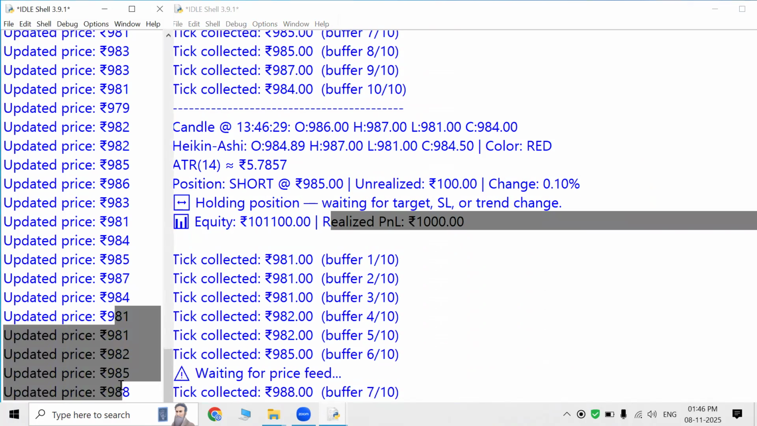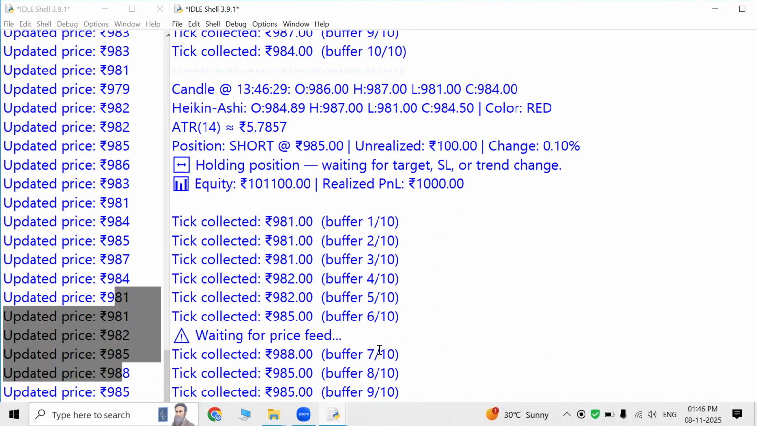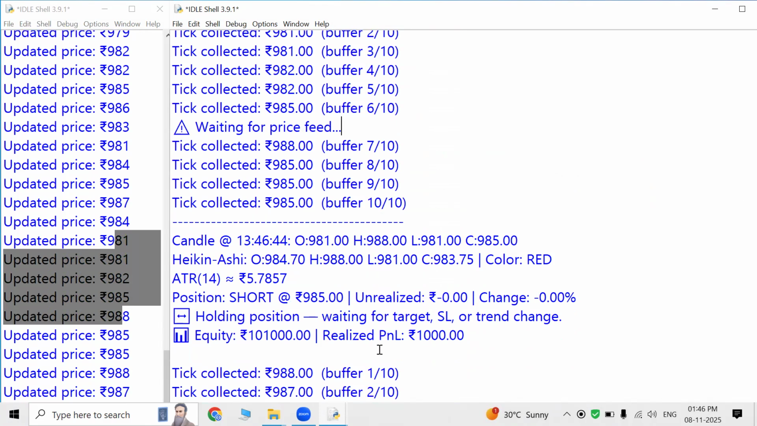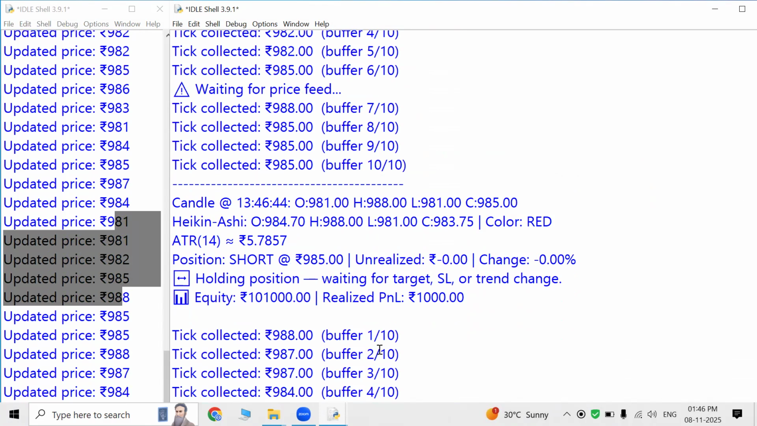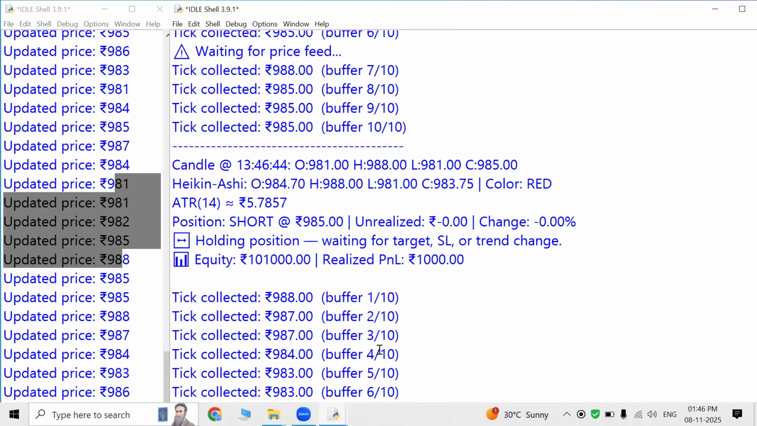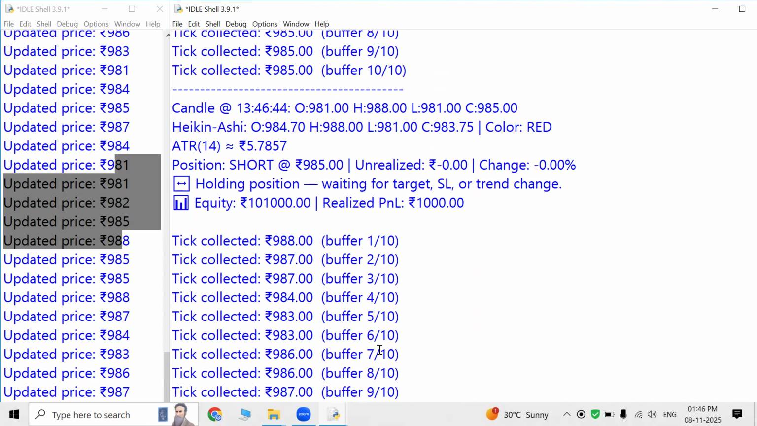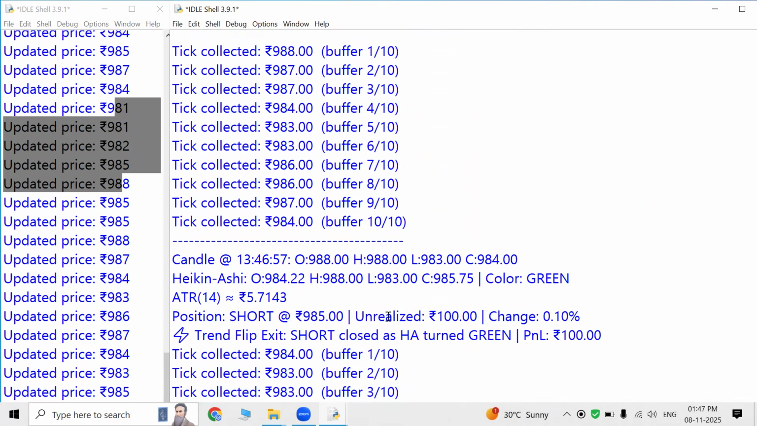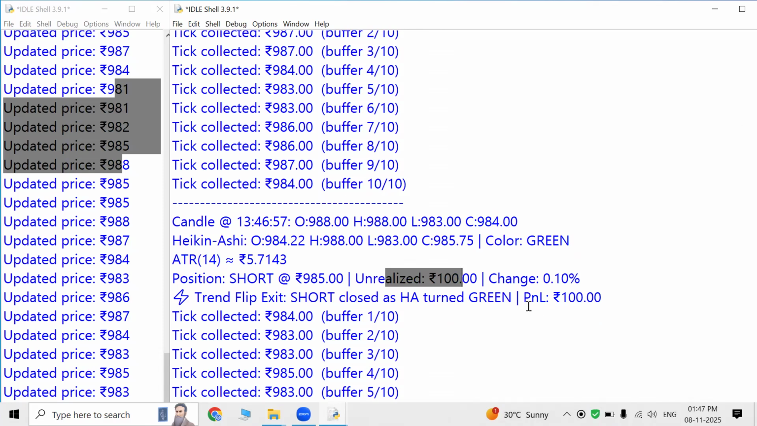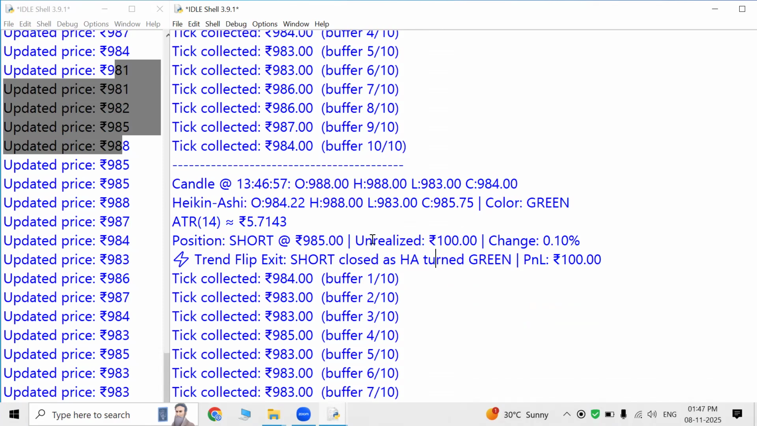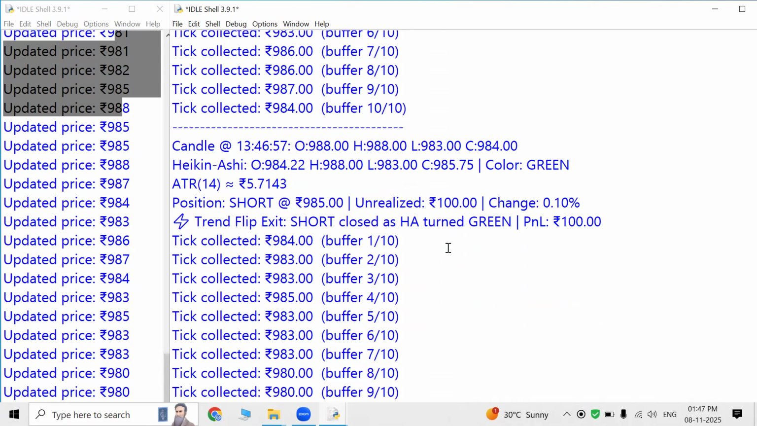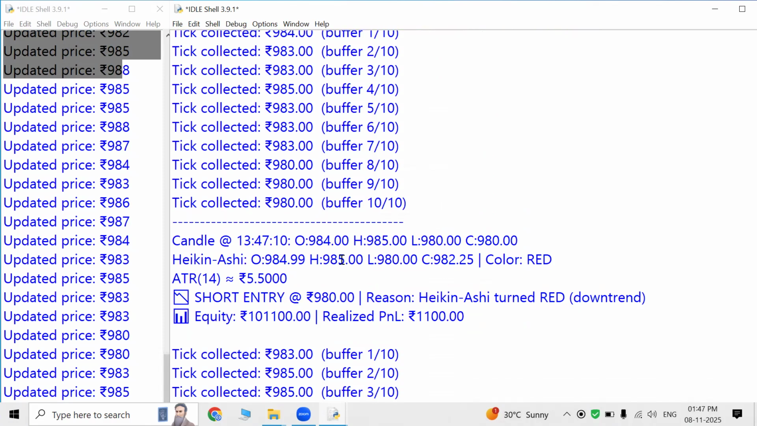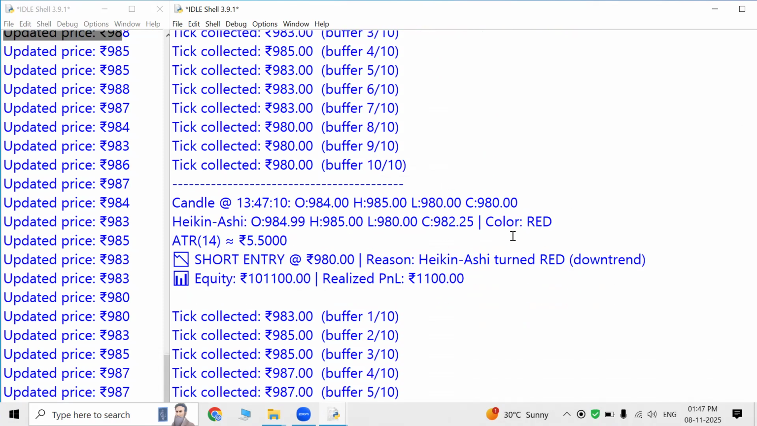I have no control over this change in price. I have control over my algo only. So that's the beauty of the algo. No greed, no fear. Whatever the rule says, the algo is going to do that process. If this color changes to green, you can see it has booked the profit. The color turned green. Okay, still we are holding. We are holding the position. Okay, no, we come out of the holding position.